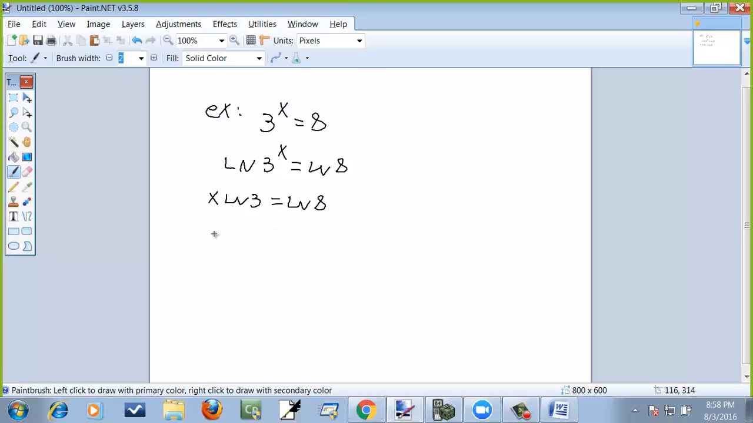And our last step is to solve for x. Well, natural log of 3 is just a number. If I plug that in my calculator, I get some kind of decimal. If you have a number next to a variable, remember how you get the variable by itself is you divide both sides by that number. So that's what we'll do here. We'll divide both sides by natural log of 3.